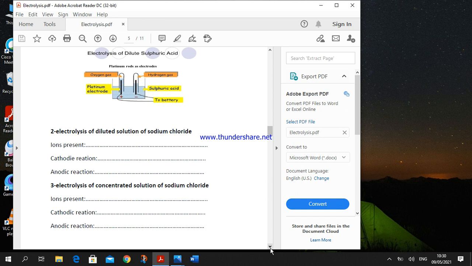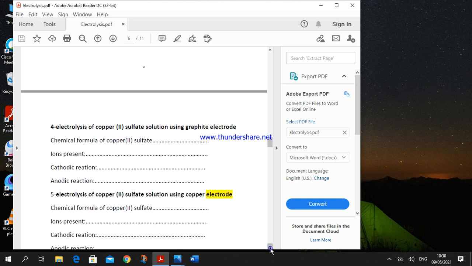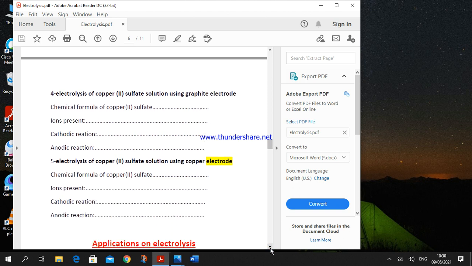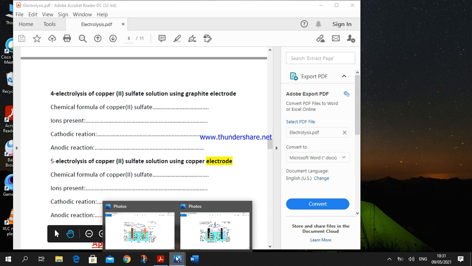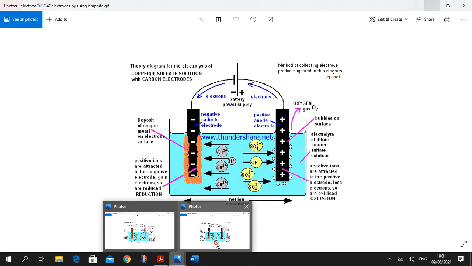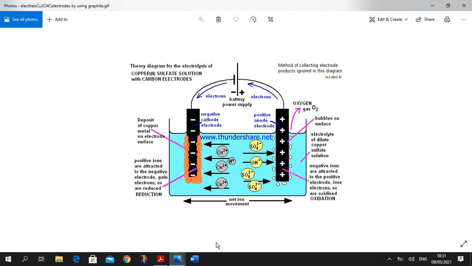After that, we have the electrolysis of copper sulfate solution, once by using a graphite electrode and the other by using a copper electrode. Let's start with electrolysis of copper sulfate by using a graphite electrode. Water ionized, look at the figure in front of you, into hydrogen positive ion and hydroxide negative ions. Copper sulfate in the electrolyte also ionized into copper positive ion and sulfate negative ions.